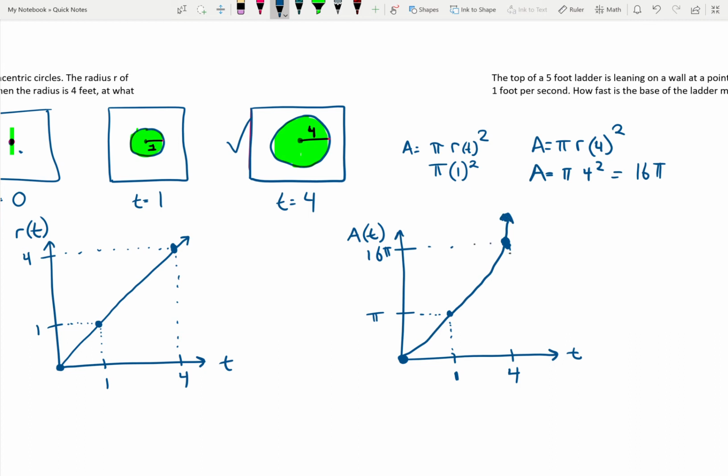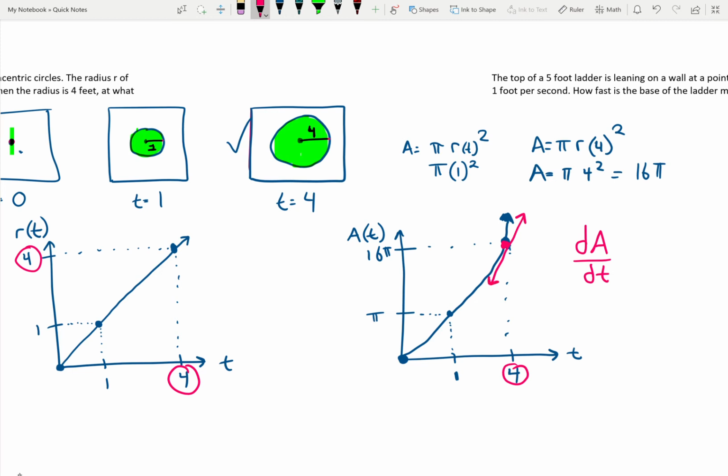And the question that they're asking us is, how fast is the area changing with respect to time? So how fast is the area changing with respect to time when the radius is 4 feet? Well, when the radius is 4 feet, time is 4. So we're looking at time 4 here. And we're trying to find what the rate of change is at this time. That means we're trying to find the tangent, the slope of this tangent line right here.